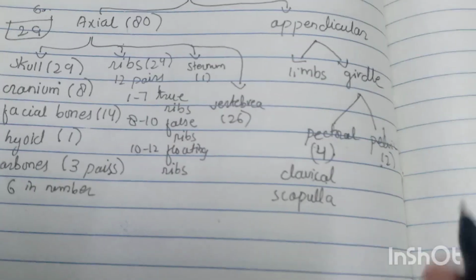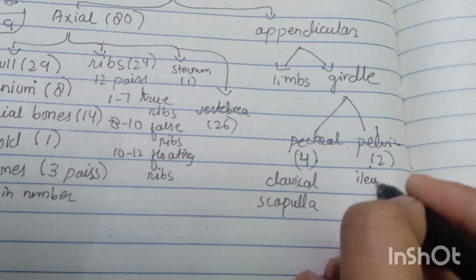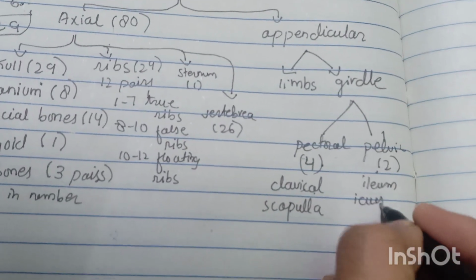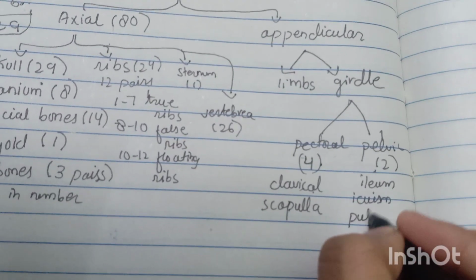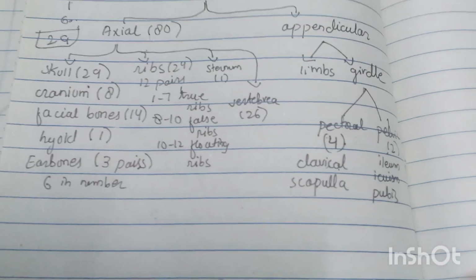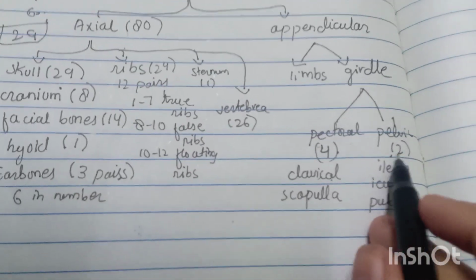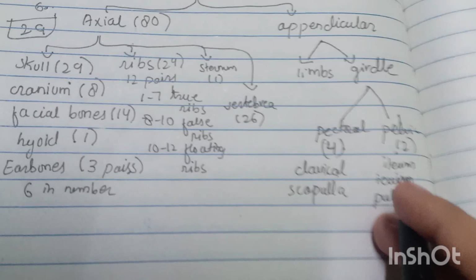And here we have 3 bones, ilium, ischium and pubis, right? But when they fuse together they make 2 bones, so they become 6 in number, right?